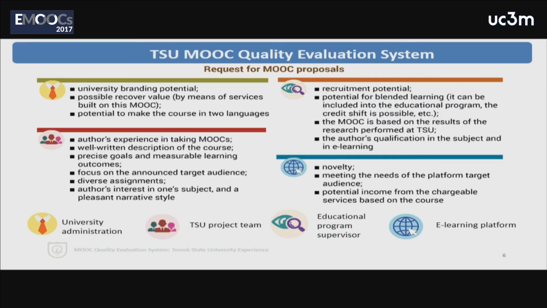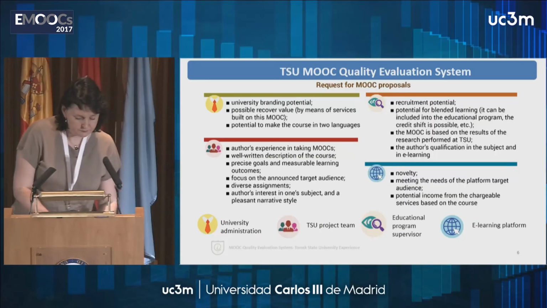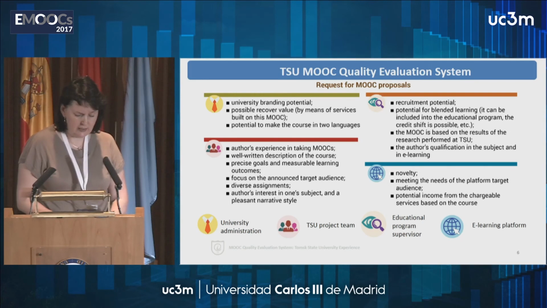Our university designed a system for MOOC quality evaluation. It includes several stages and six groups of stakeholders. Let me comment on the quality assessment at every stage of course production. The first step is the request for MOOC proposals. That is how we select MOOCs which are going to be produced on the university grants.